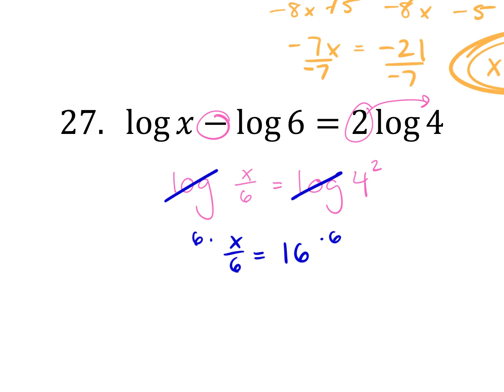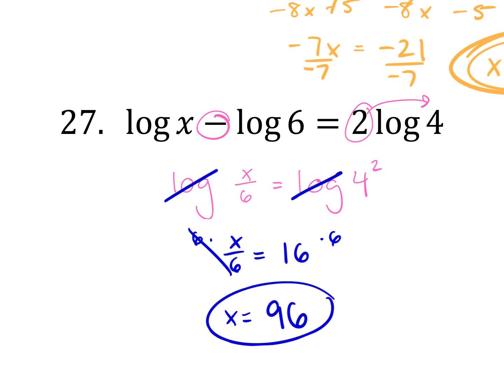What should we do next? Multiply 6 on both sides. So x equals 6 times 16. 96. Now, since this is a log question, just get in the habit of checking. If I took the log of 96, that's positive, so we're good there.